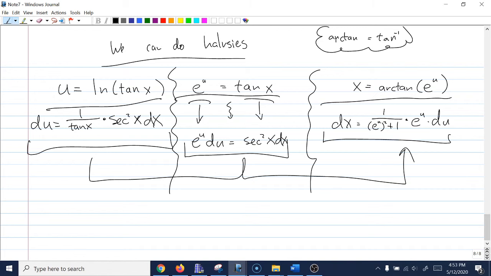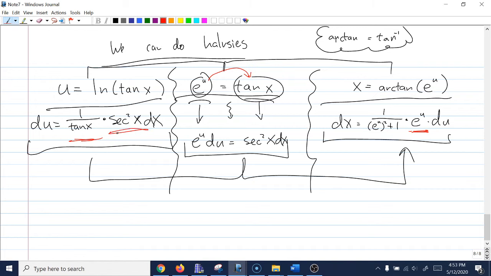It helps to say, well, what's the relationship? If e to the u is tangent x, which it is according to all of these rules, then this becomes a tangent x. And if I moved this e to the u to the other side, it would become 1 over e to the u, which would be 1 over tangent x. So this part and this part match up. If I moved this to the other side, it would be e to the u squared plus 1. And since e to the u is tangent, that would be tangent squared plus 1. And hey, tangent squared plus 1 is secant squared. It takes a little bit of work, but you can verify that these are the same thing. And it can be convenient to have either version of this rule.